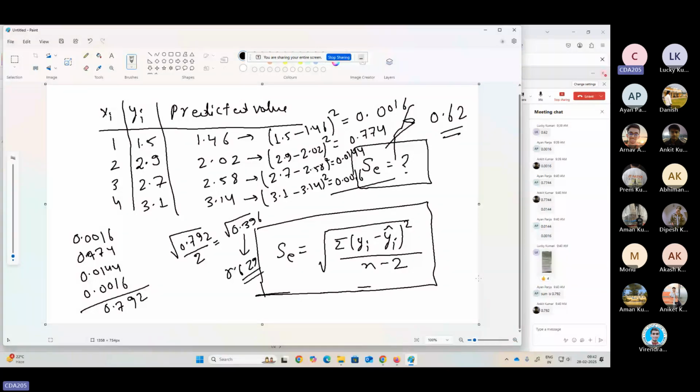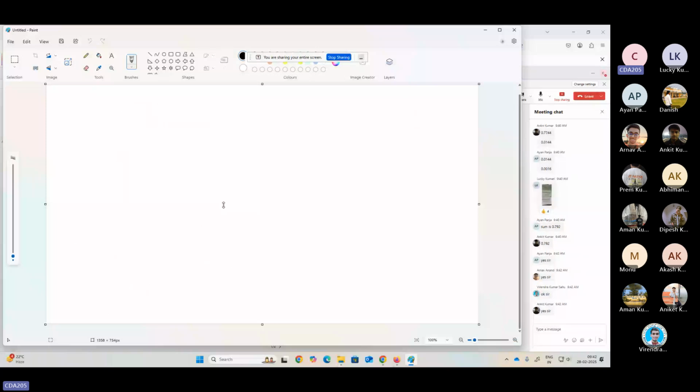Okay. So these types of problems will come in the midterm. You will be given the training data and the test data, and you will be asked to calculate MAE, MSE, root mean square error, and the coefficient of variation.